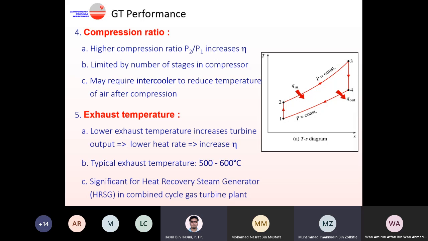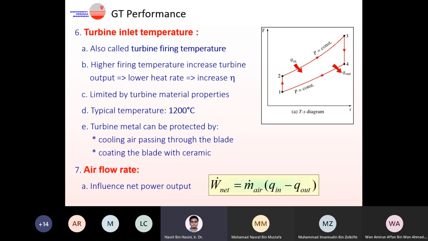All right. The last factor, or another factor here, is turbine inlet temperature. This is actually referring to after the combustion. After the combustor, it goes to the turbine. So you are talking about the combustor or combustion temperature. So how does the turbine inlet temperature affect the gas turbine performance? We are talking about combustion temperature.